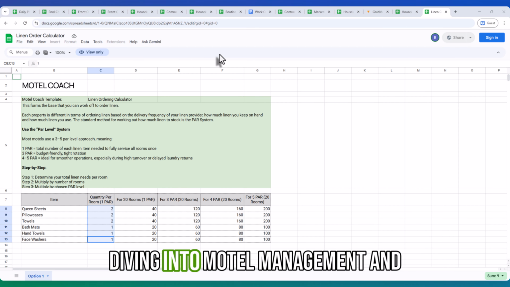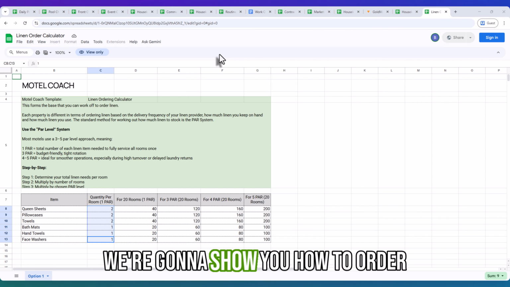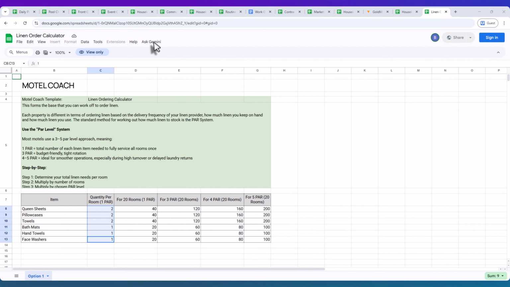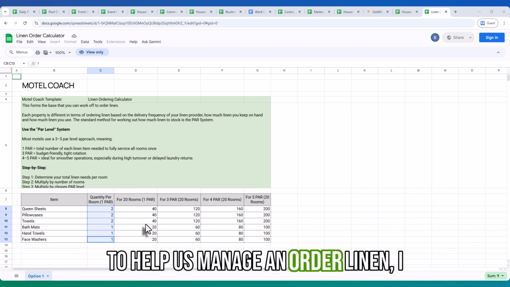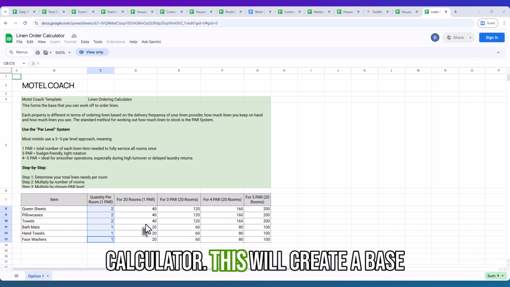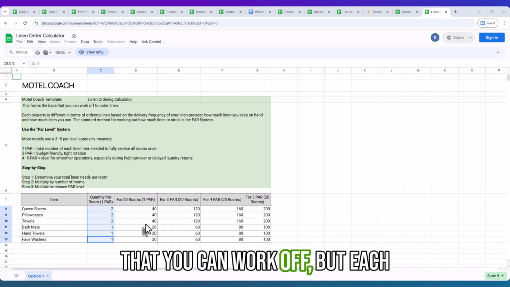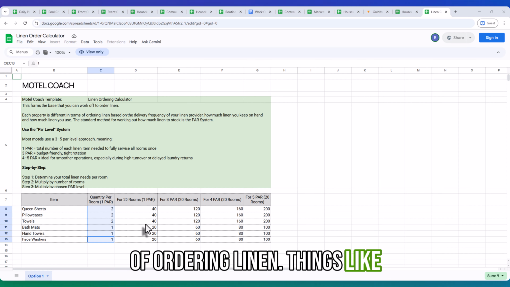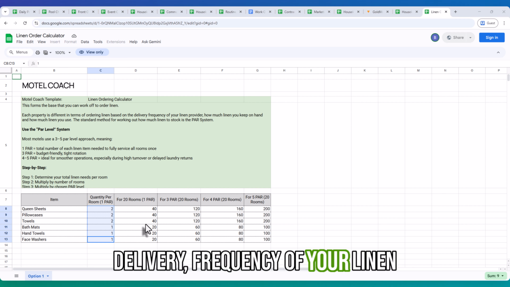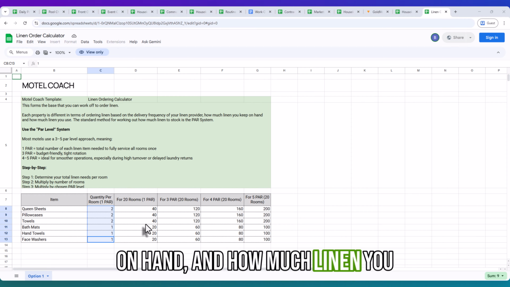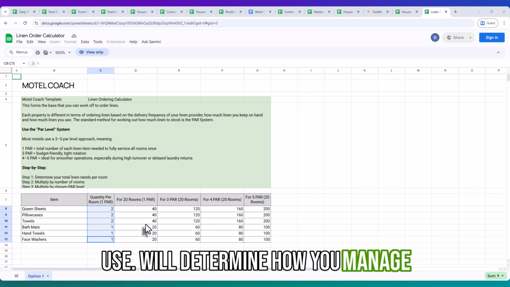Today we're diving into motel management and we're going to show you how to order and manage linen at your motel. To help us manage and order linen, I've put together a linen ordering calculator. This will create a base that you can work off, but each property will be different in terms of ordering linen. Things like delivery frequency of your linen provider, how much linen you keep on hand, and how much linen you use will determine how you manage your linen.